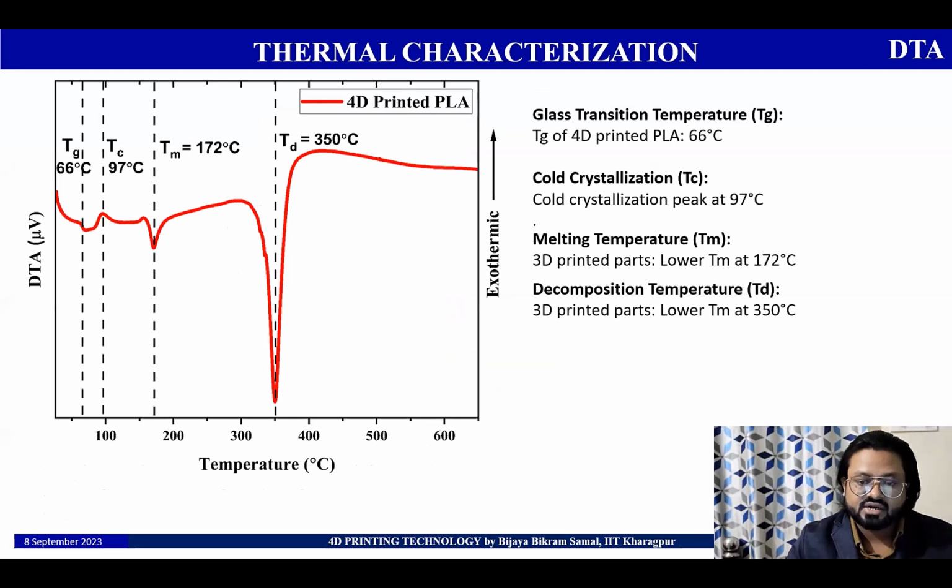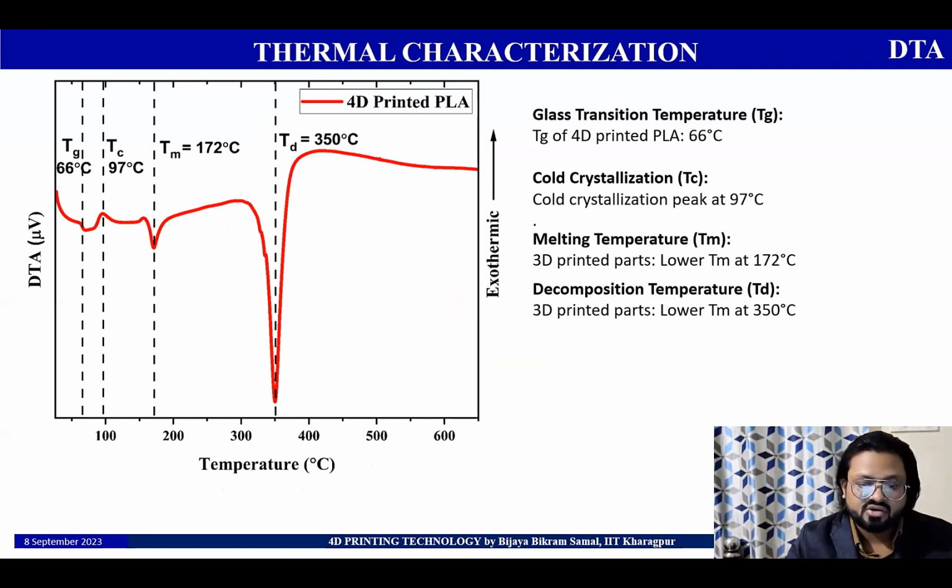Now coming to the DTA, that is the differential thermal analysis. So this is a different kind of method. Like in DSC we use the heat flow. Here we check the difference of temperature between the reference, that is alumina, which we have considered here, and our sample. So here it is a secondary test to just check whether the results we have got from DSC and TGA are the same or not.